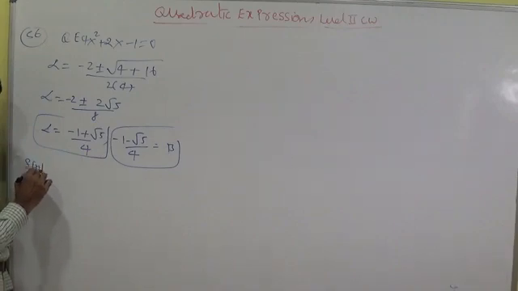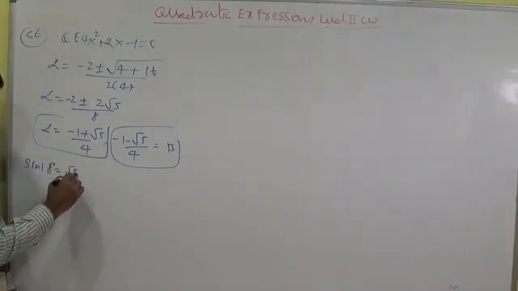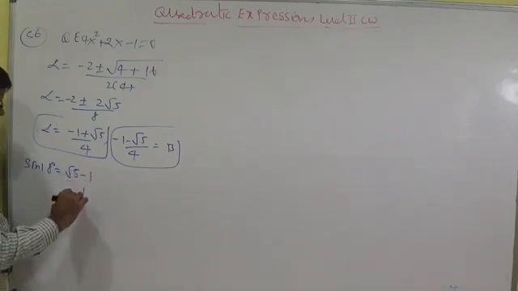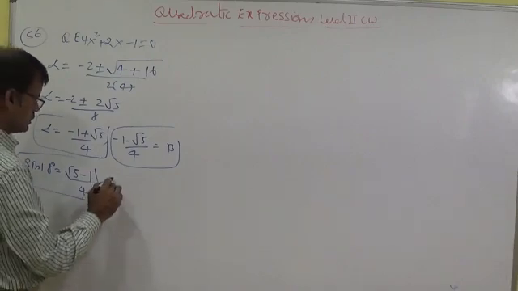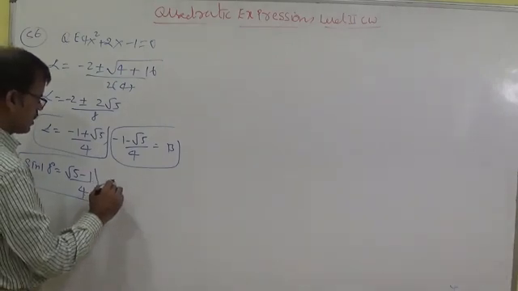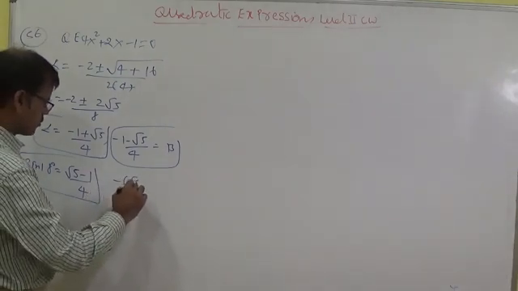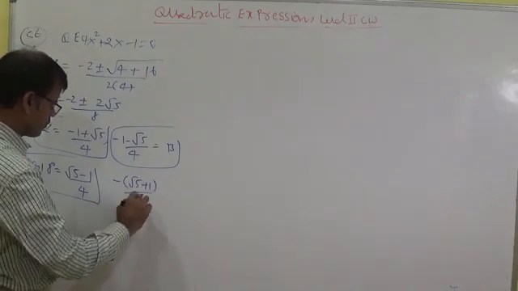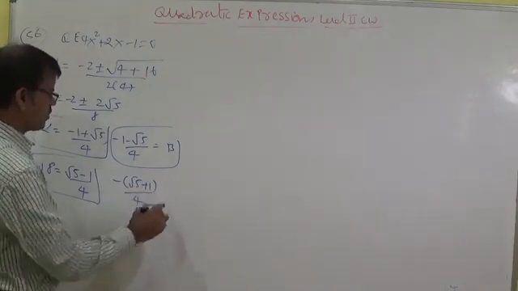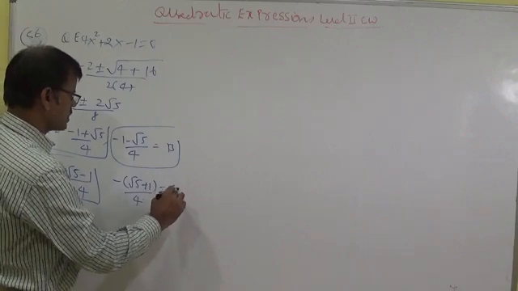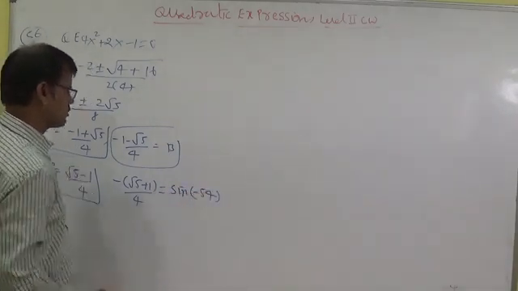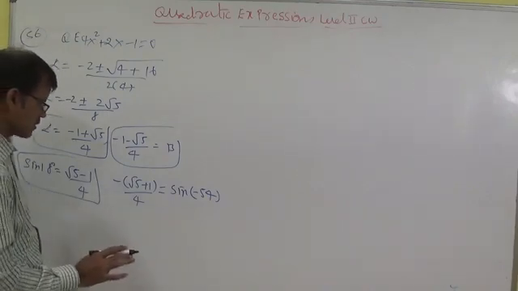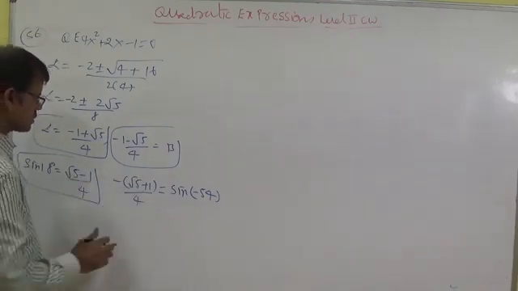Use the formula, or remember the value of sine 18 degrees. Sine 18 is (root 5 minus 1) by 4. Now you take common here minus of (root 5 plus 1) by 4, which is equal to sine 54, sine of minus 54, or cos 54, like cos 36, like that.